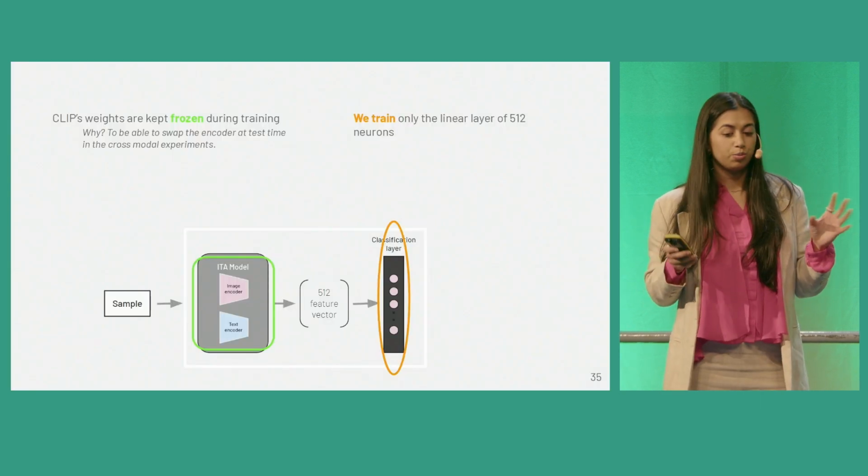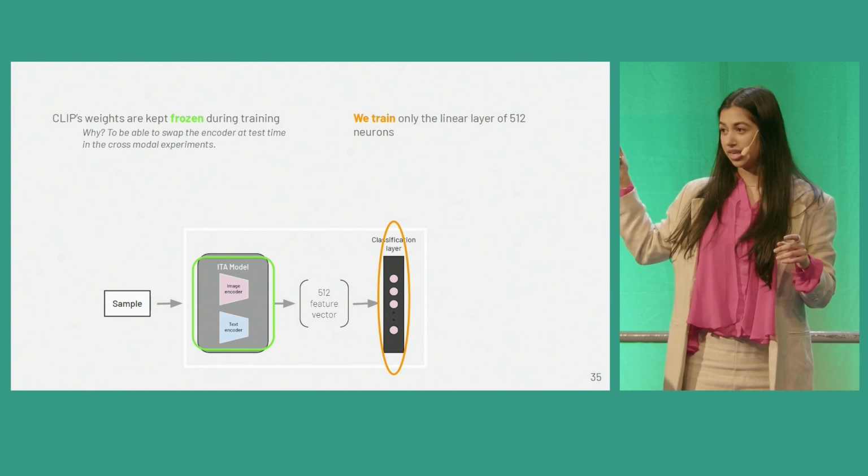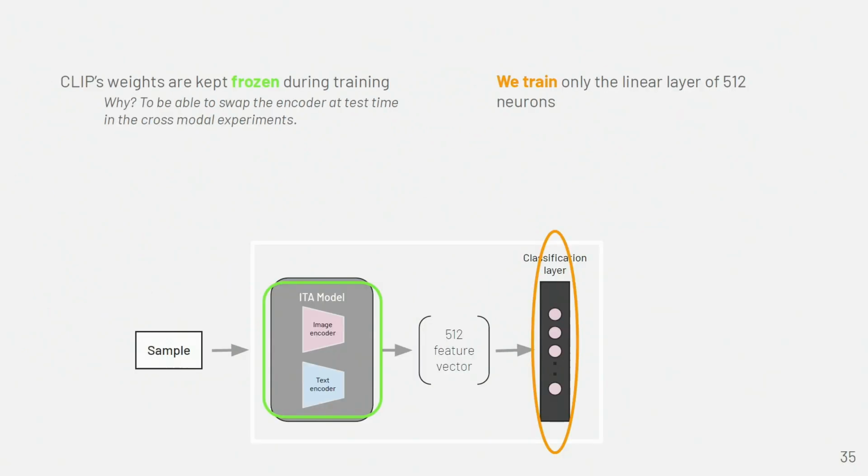Simply put, we only train our linear classification layer, marked in orange. The weights of CLIP, marked in green, are kept frozen. This allows us to swap the encoders during test time since the feature space remains untouched. A further benefit of only training a simple classification layer is that it's very fast and cheap, easily accessible, and along with CLIP being open source and of high performance, it becomes even more worth it.